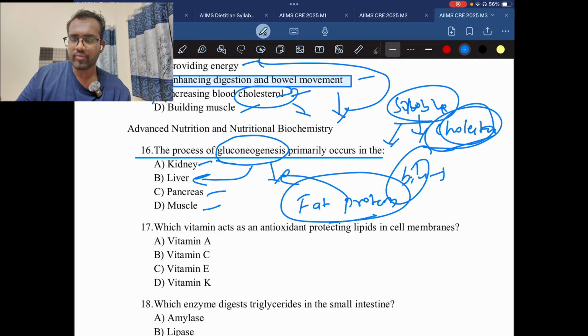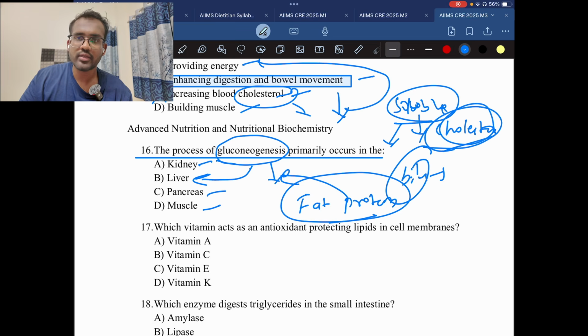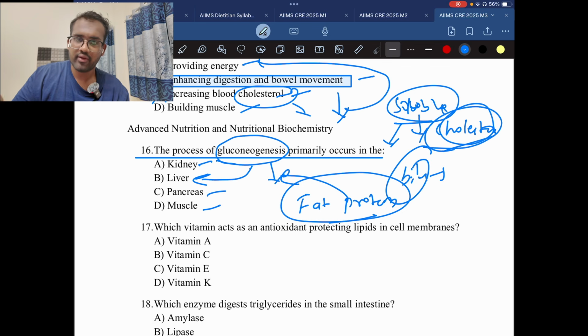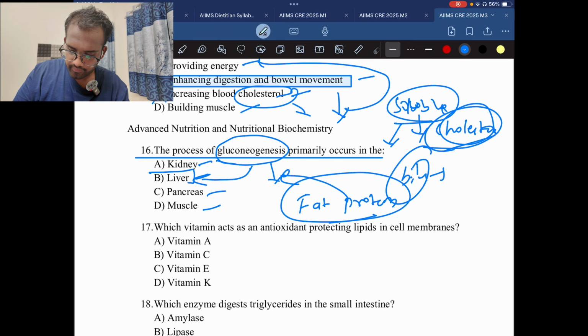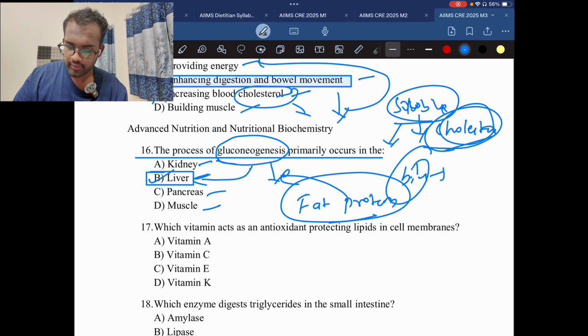This is a very good topic. It is very in-depth. Right now we have less time, so I am not going into detail. Always remember gluconeogenesis occurs in the liver. Okay, in the liver it converts non-carbohydrate source into energy for survival. So the answer will be B, liver. Okay, the answer will be B.